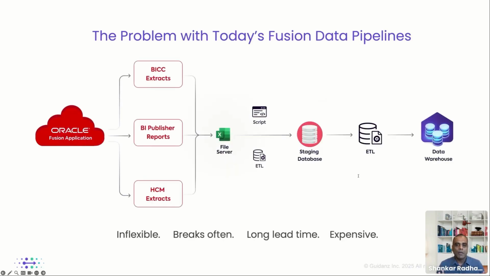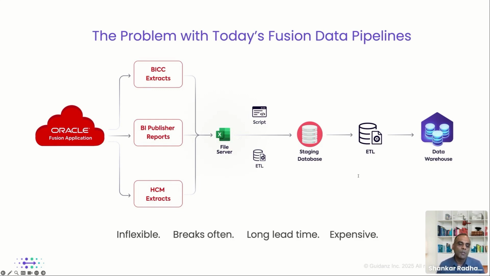So let's be honest, moving Fusion data into a data warehouse today is painful. You're stuck with BICC extracts, HCM exports, or BI Publisher reports to extract data. None of them are flexible. You need to stage the files somewhere, either in an object database or in a file server. Then you have to write custom scripts or use an ETL tool to ingest the data into a staging database.